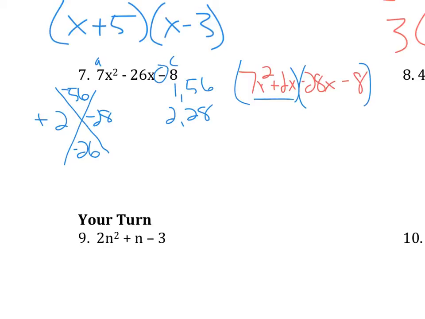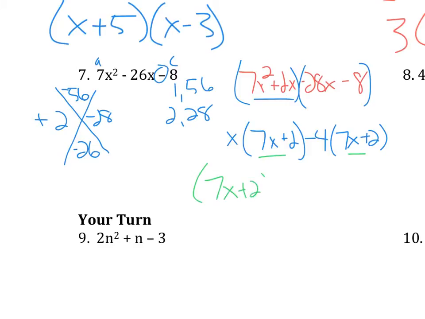Here we have just an x in common. That leaves us with 7x plus 2. Here we have that negative that we're going to pull out, and then we have a 4 in common. And that leaves us with 7x plus 2. Then we have 7x plus 2 in common, so I pull that out. And we're left with an x and then a minus 4.